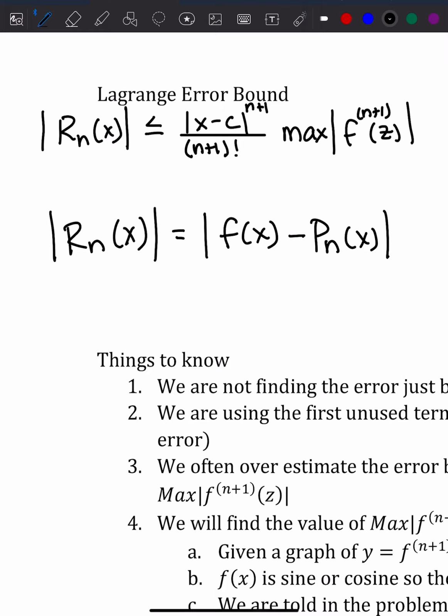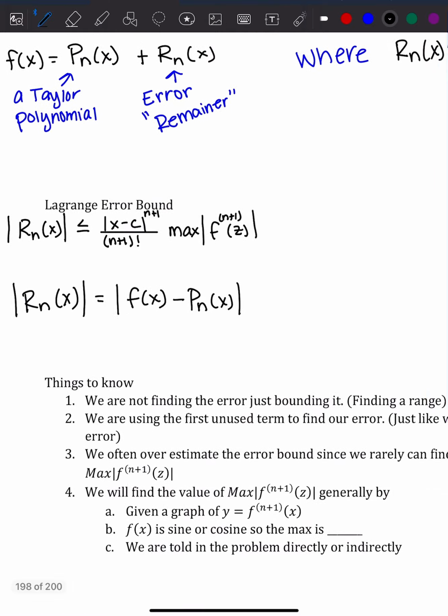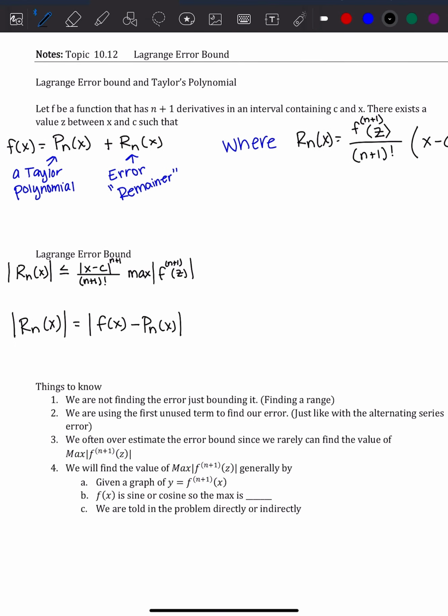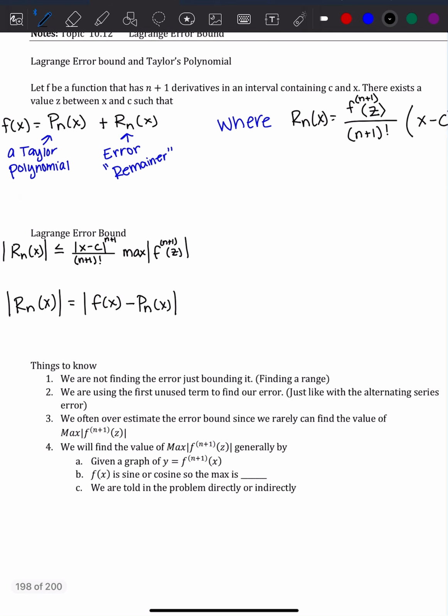So here are some things that we kind of need to know. The first thing that we need to know is that we are not finding what the actual error is. So we will not be finding r sub n, we are going to be finding what bounds it. So we're going to be finding the thing that it could be, the biggest it could be, or the smallest it can be.